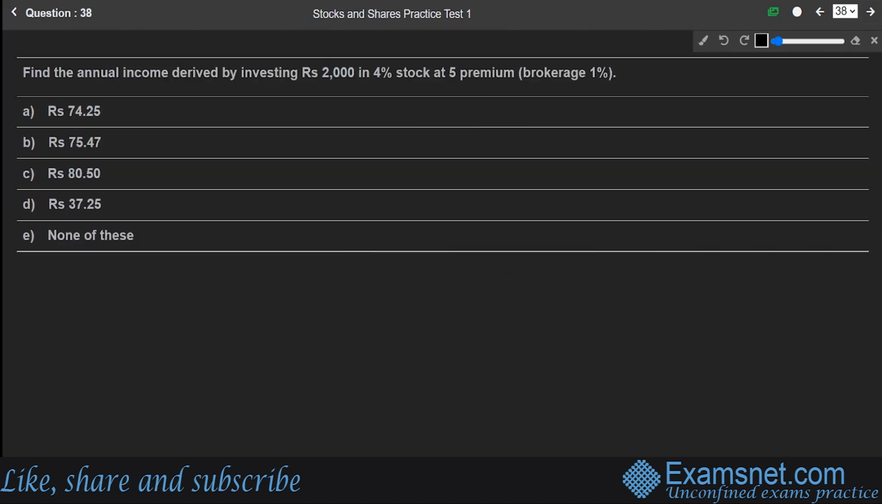Now, this question says find the annual income derived by investing rupees 2,000 in 4% stock at 5 premium, brokerage being 1%. So each and every value is given. In this situation, we can use a direct formula that relates the annual income to the investment, the rate of stock and the brokerage, everything. So let us use that formula. The formula is for income amount. That's what they're asking, annual income.